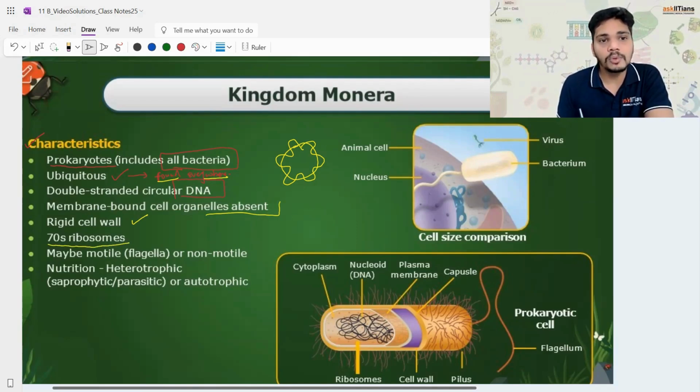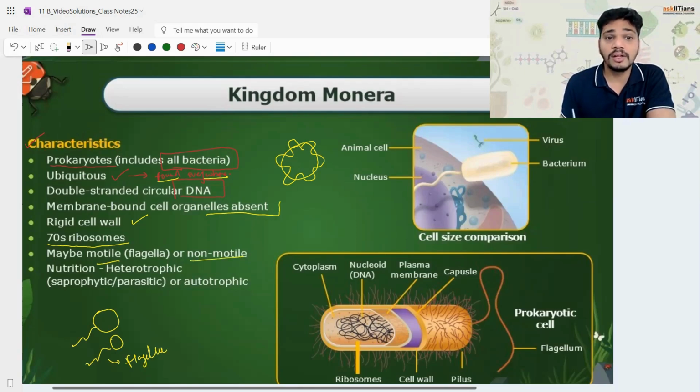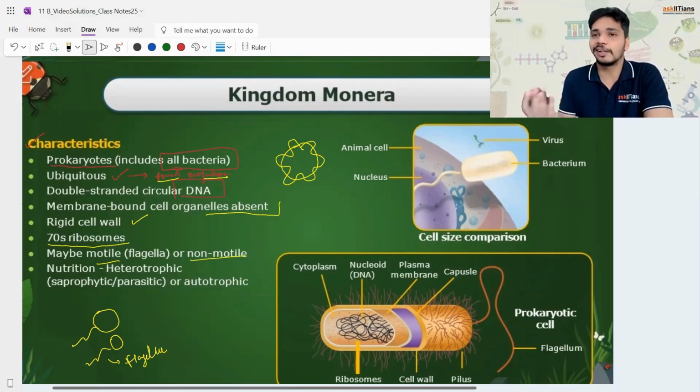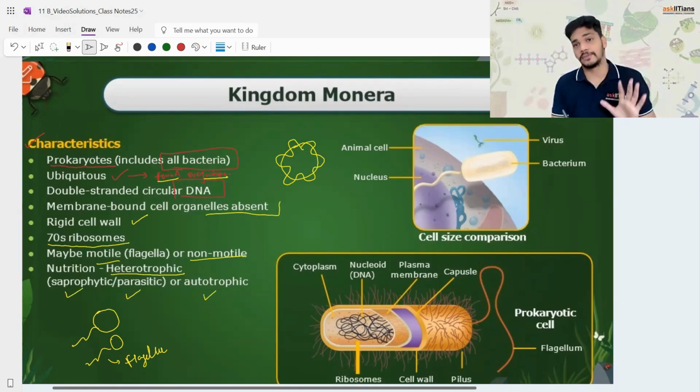They may be motile. If they are motile, they have flagella. Suppose this is a cell and you want it to move, so they have flagella. Okay. If they are non-motile, then obviously they do not have flagella. Very good. Then the mode of nutrition is heterotrophic, that is saprophytic or parasitic, or sometimes autotrophic as well.